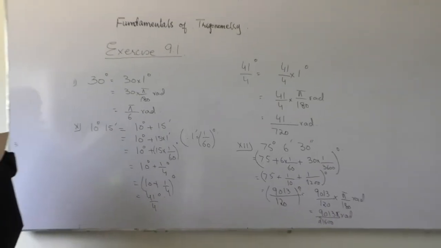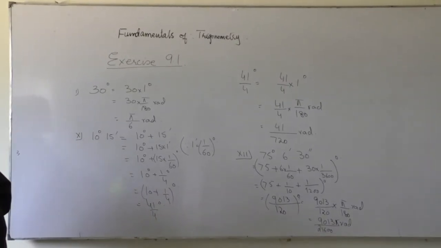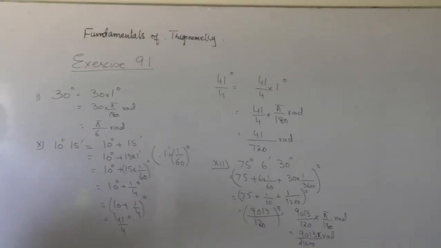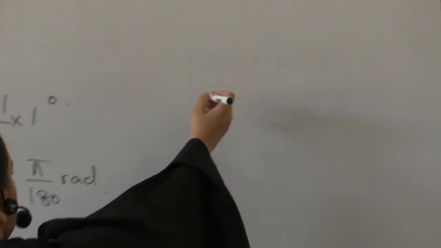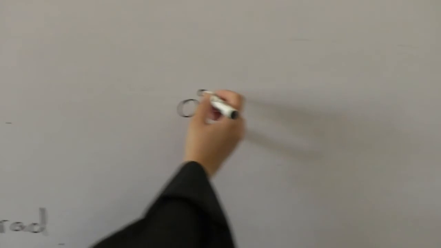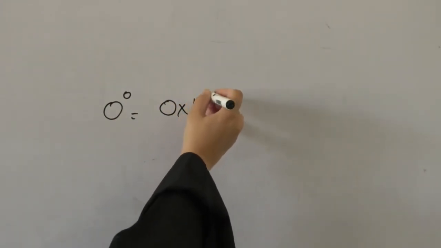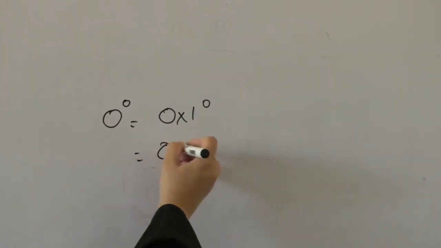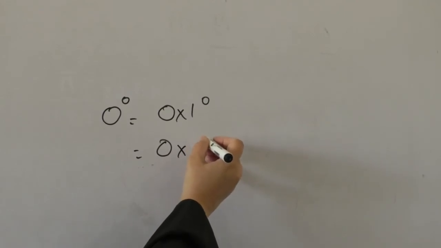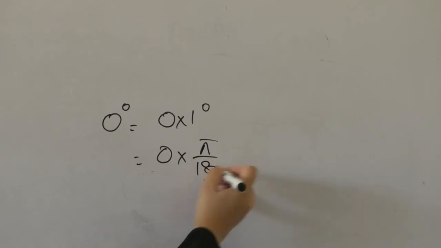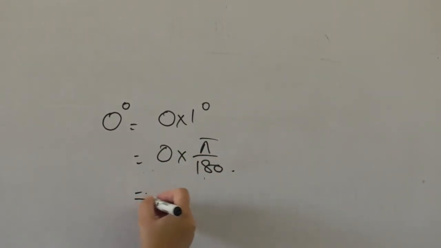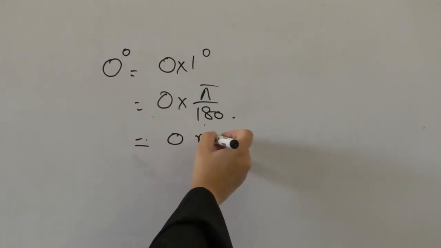One more part. There was 0 degree. Another question. 0 degree. 0 multiplied by 1 degree. Instead of 1 degree, write down its value, that is pi by 180. When we multiply any type of value with 0, answer is 0. So it is 0 radian.